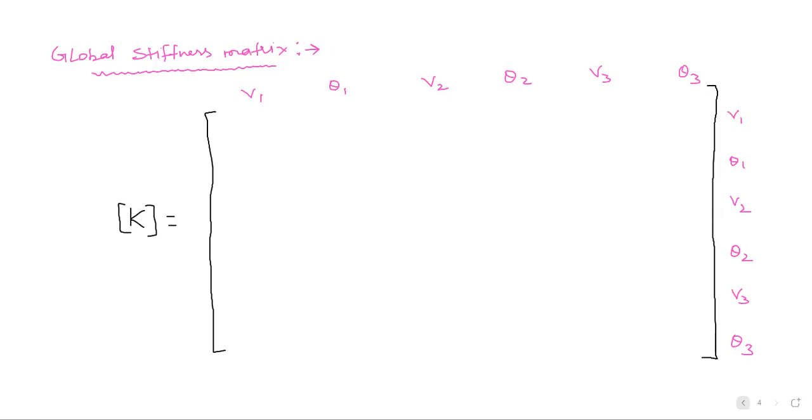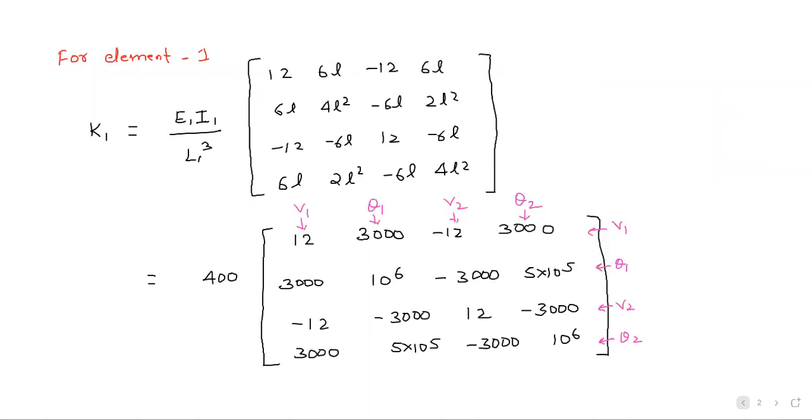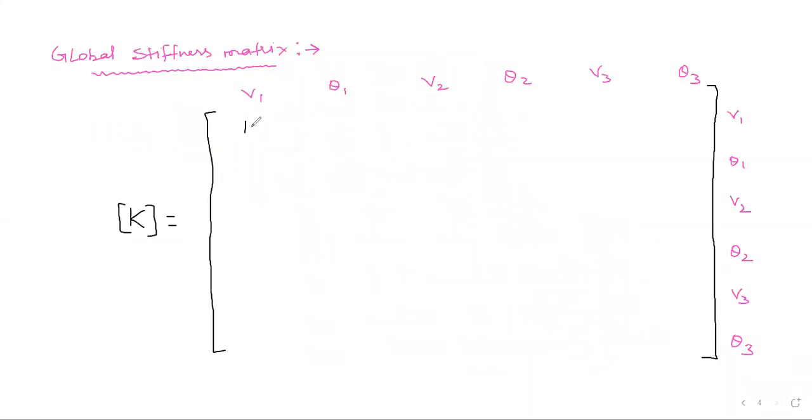So let us see, where is V1 in element number 2? There is no V1 term, right? So here there is no chance of getting V1. Here we will have V1 and V1. So see here V1, we have an element. What is that? That is 12. This is the element, right? V1 element is 12. So we will fill it there. Here it will be 12.